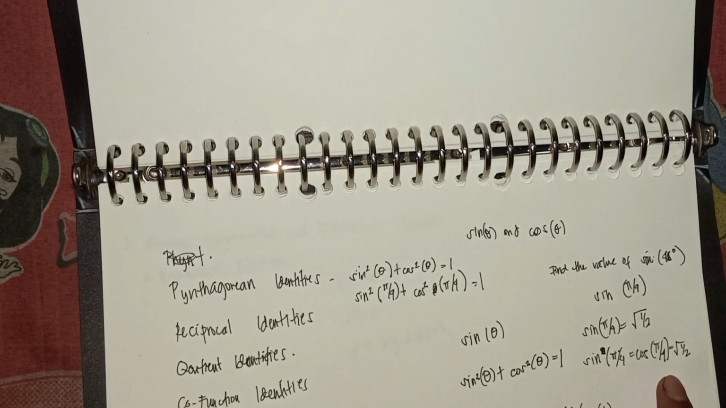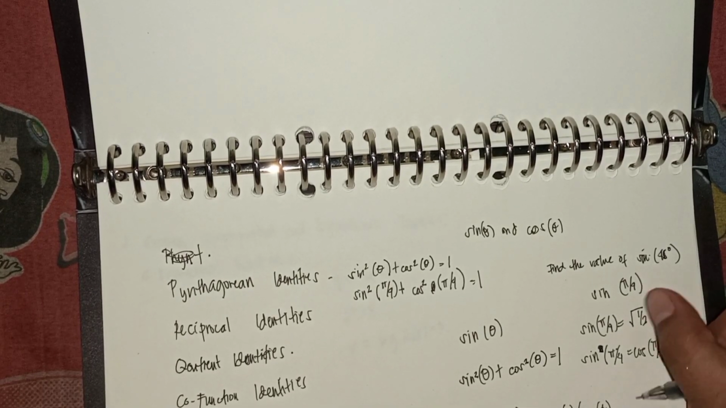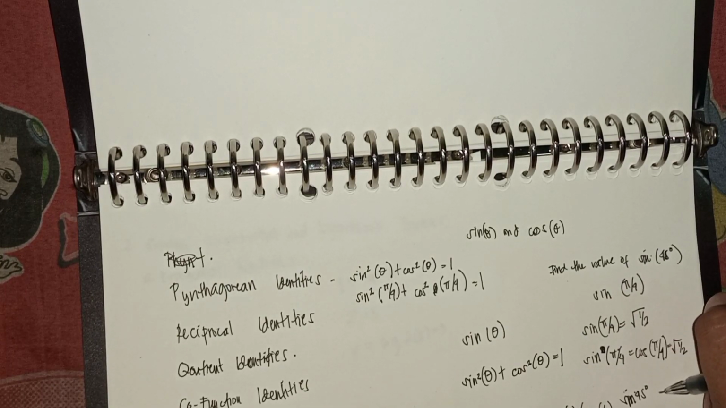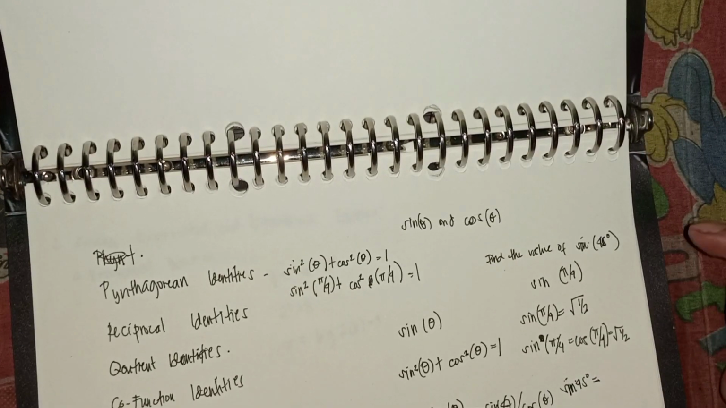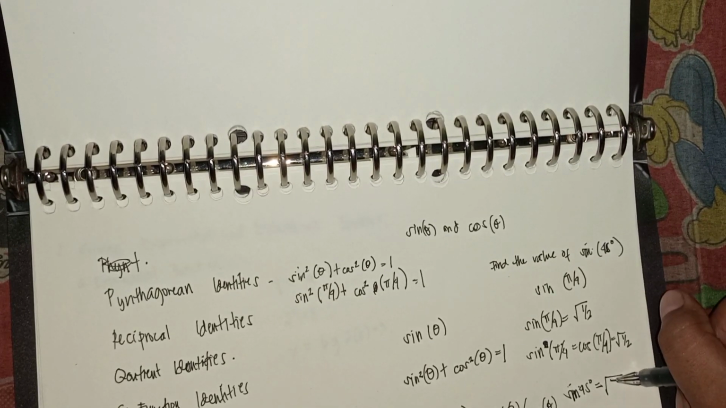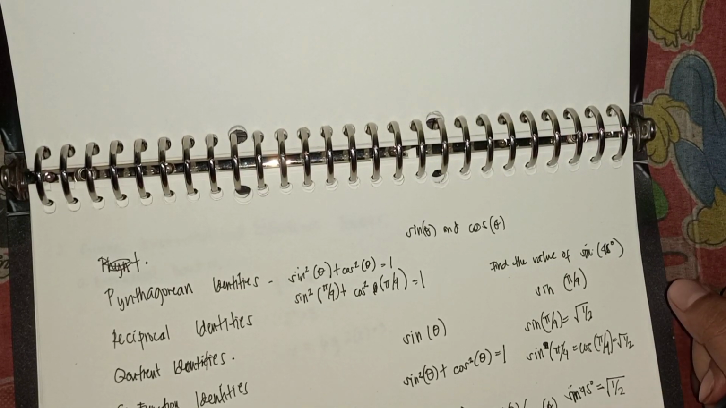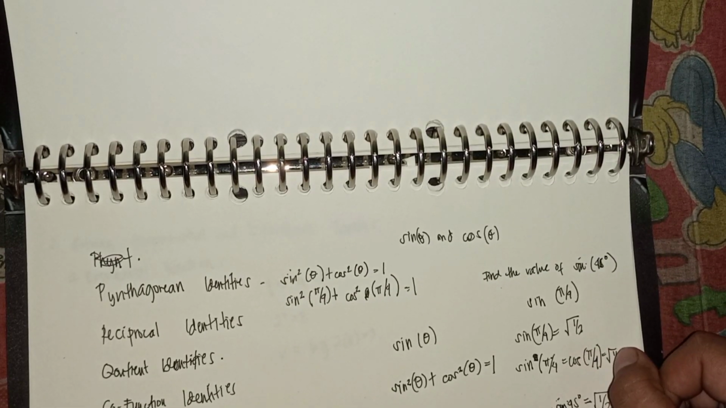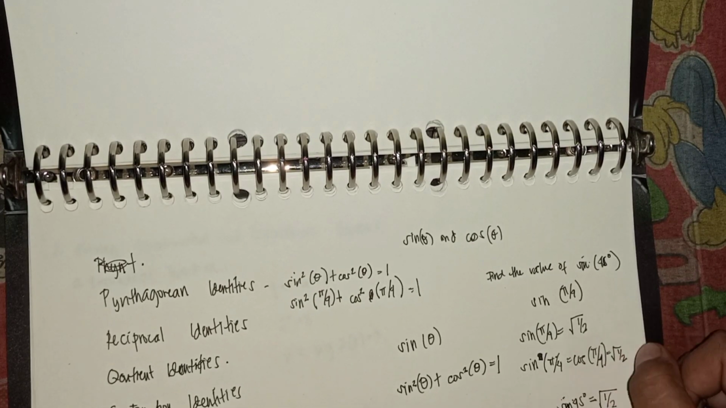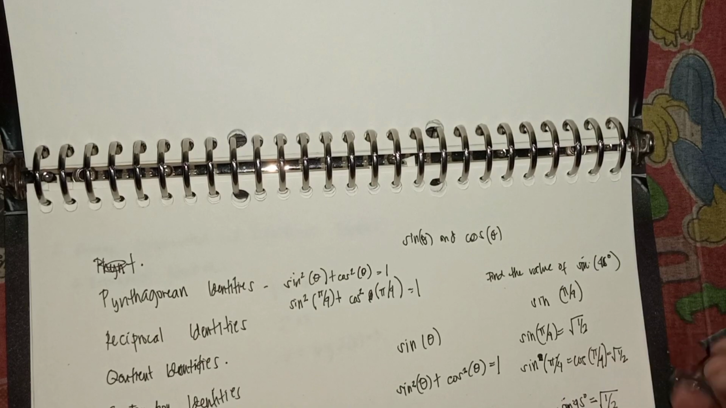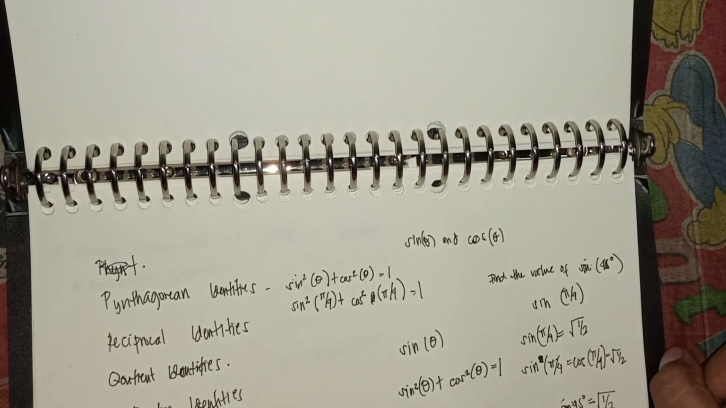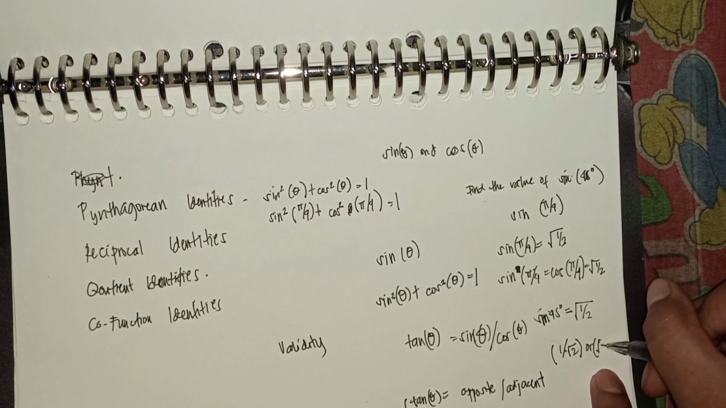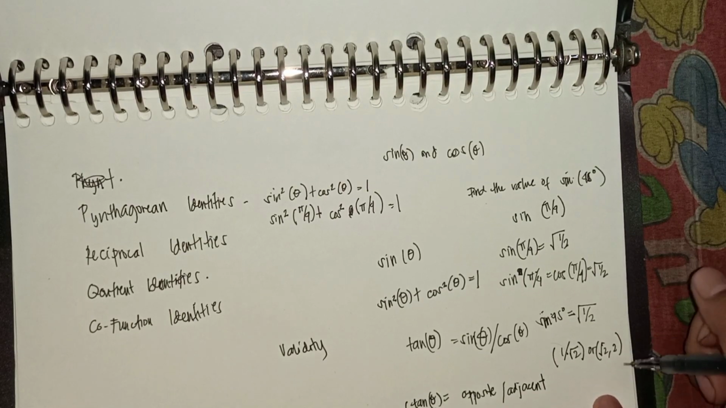Therefore, sine 45 degrees is equal to square root of 1/2, which simplifies to 1 over square root of 2, or square root of 2 over 2 in rationalized form.